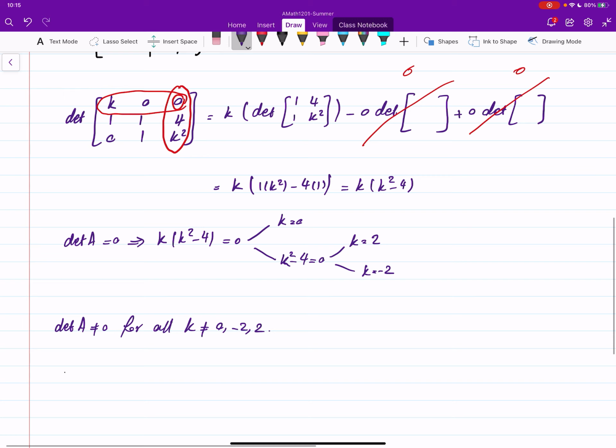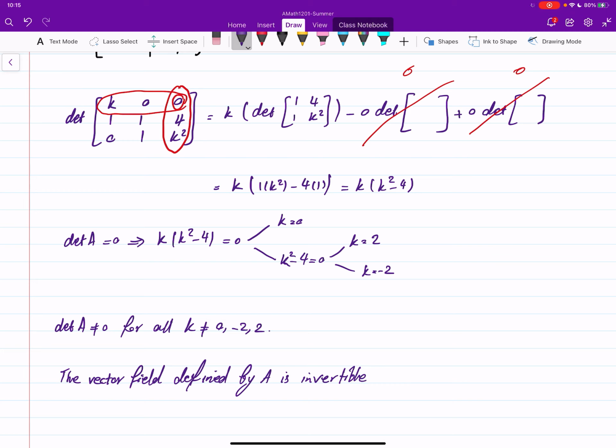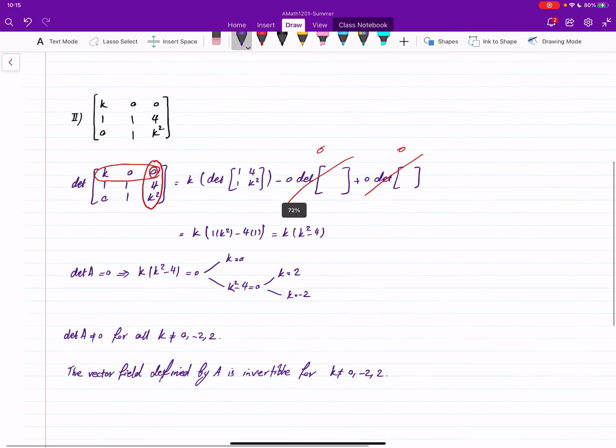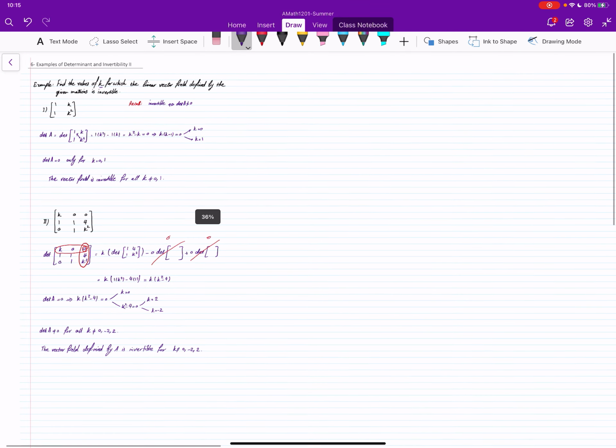As a result, the linear vector field defined by this matrix is invertible for all the values of k which are not one of these three: not 0, not negative 2, not 2. Anything else you choose will give us a matrix with non-zero determinant. So as a result, we get a linear vector field which is invertible.